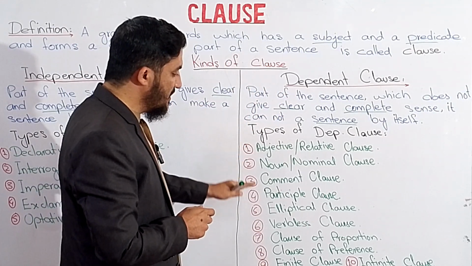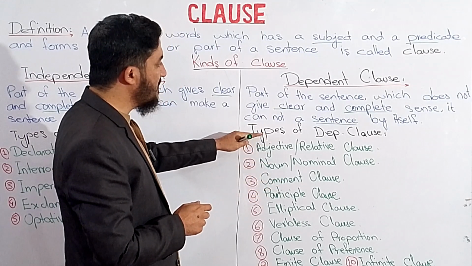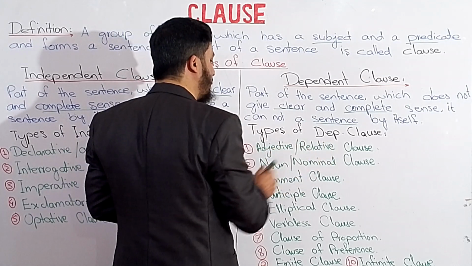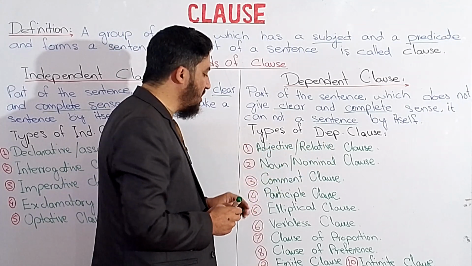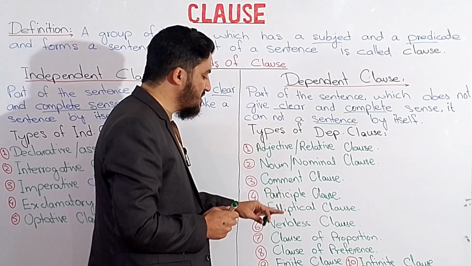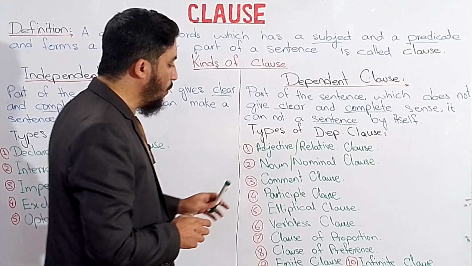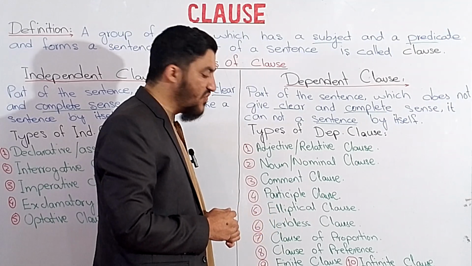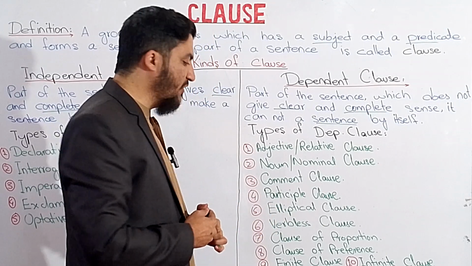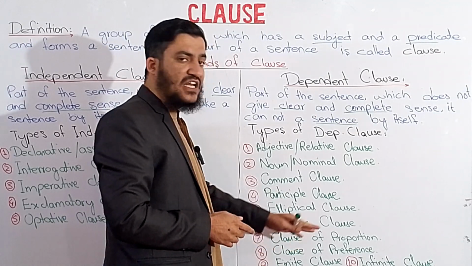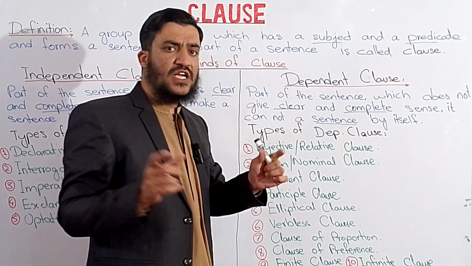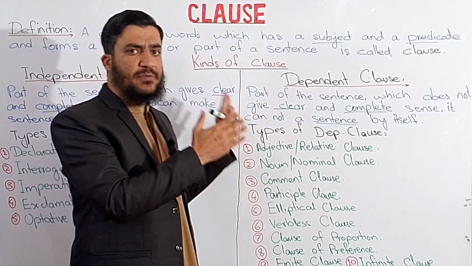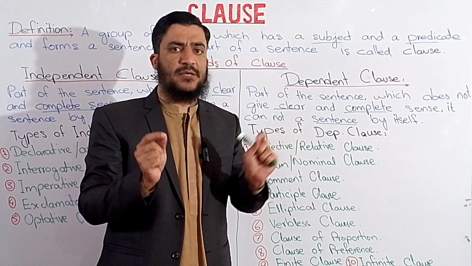So there are 10 to 11 types of dependent clauses. First is the adjective or relative clause, the noun or nominal clause, the comment clause, participle clause, elliptical clause, verbless clause, which does not have a verb, then clause of proportion, clause of preference, then finite clause and infinite clauses. So thank you so much for watching. In our next part, we will be discussing the independent clause as well as the dependent clause in detail with the respective types.